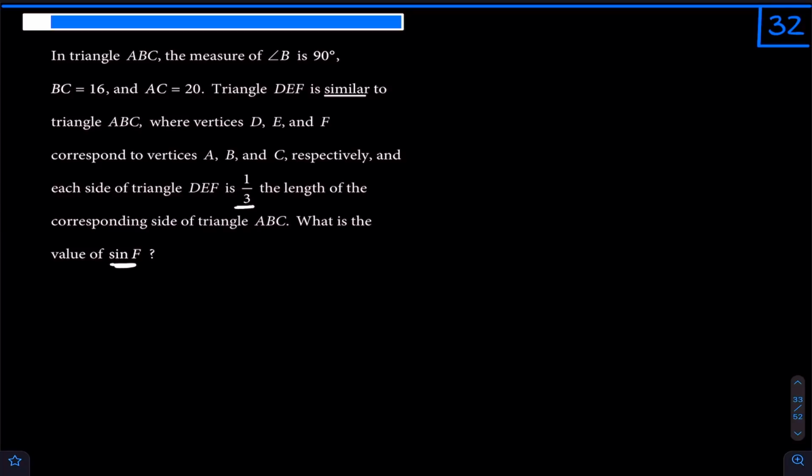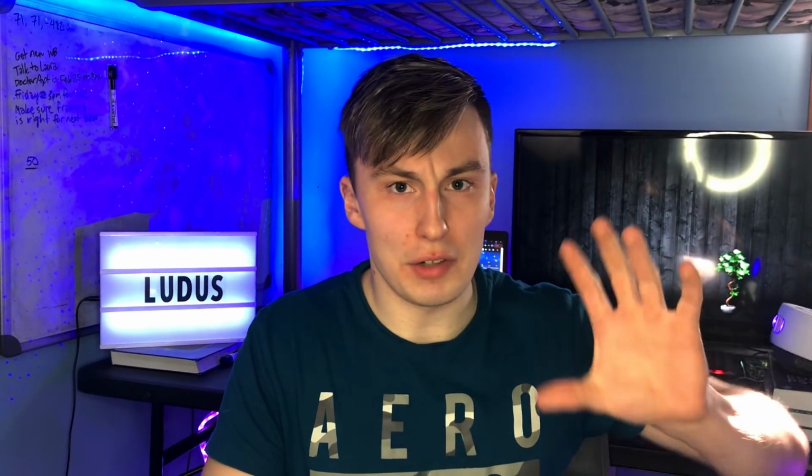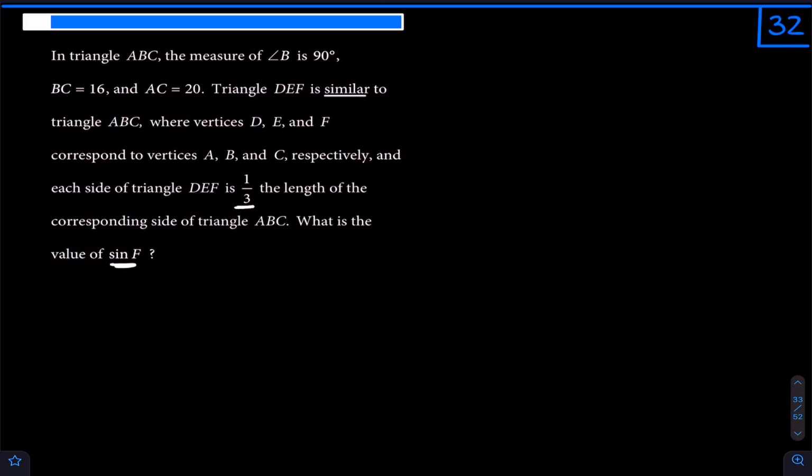Okay, so I know that probably seems really overwhelming. We were given a bunch of side lengths. We said, okay, these triangles are similar, and now we're asking for trig stuff? All right, let's unpack this for a second. First off, I know that I have this right triangle here, triangle ABC. And it tells me right in the problem that this is a right triangle. B is the right angle.